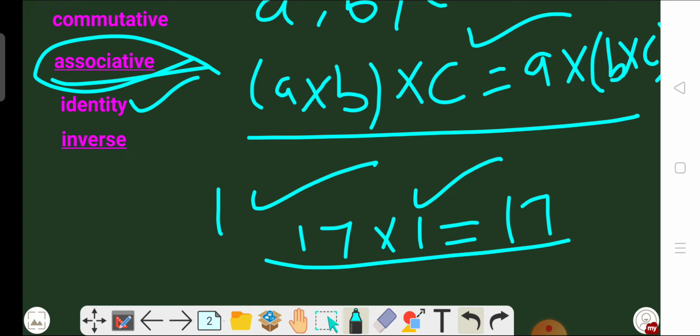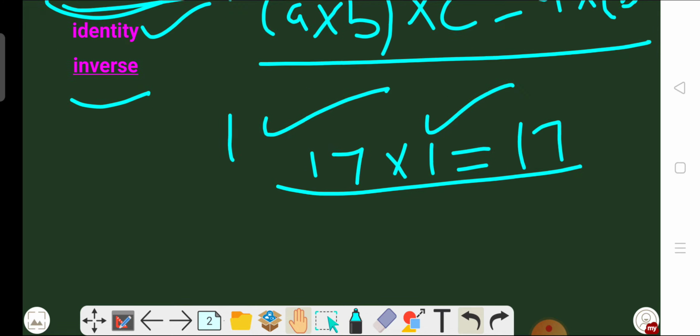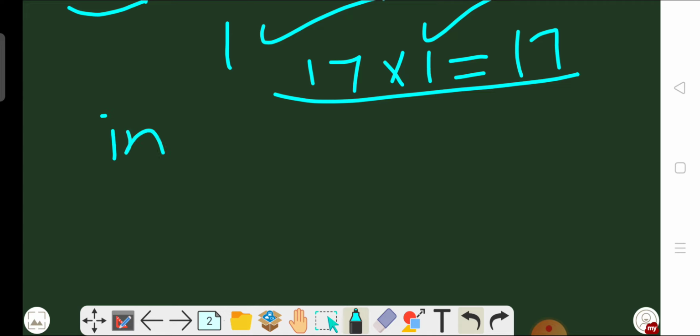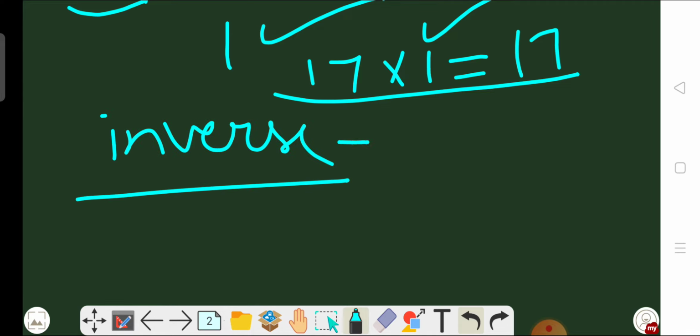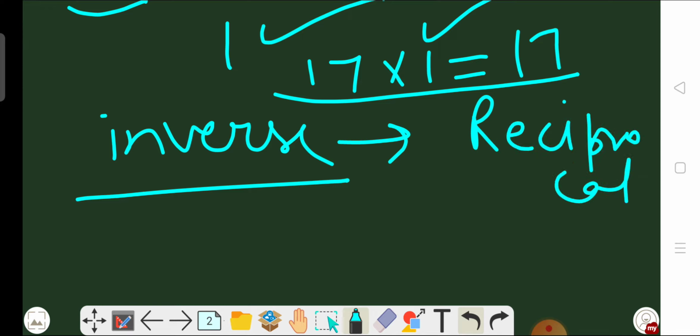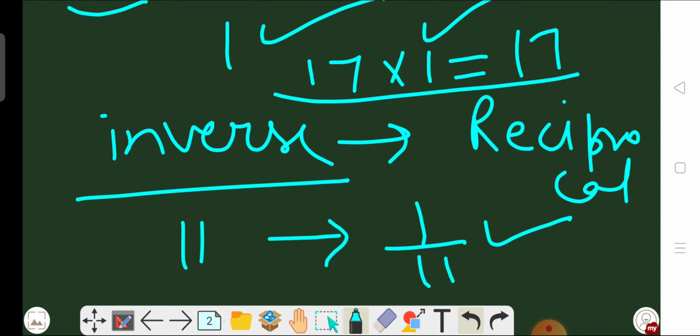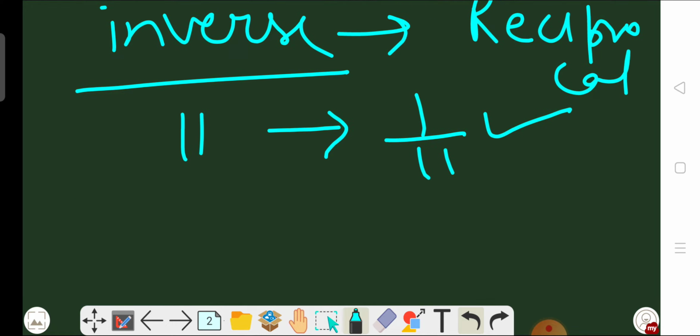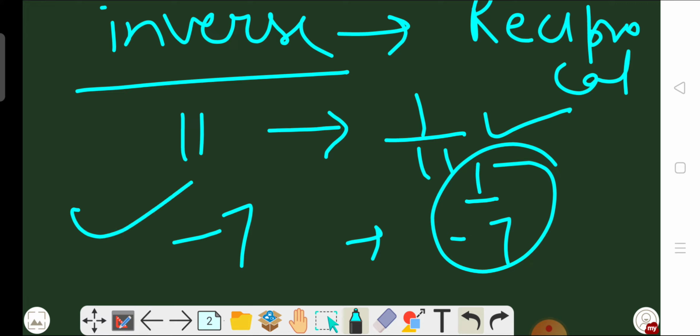Okay, now we will discuss the inverse of an integer. If we have to find the inverse of an integer, we just have to find the reciprocal. For example, if you have to find the inverse of 11, then the inverse is equal to 1 by 11, that is equal to the reciprocal of the given integer. For example, the inverse of minus 7 is 1 by minus 7. Okay. So this is the way by which we can find the inverse of a given integer.